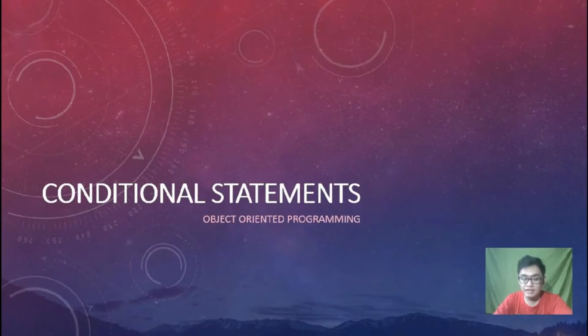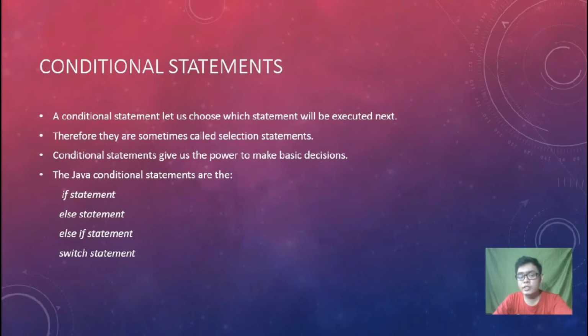Conditional statements, object-oriented programming, Java language. What are conditional statements? A conditional statement lets us choose which statement will be executed next. Therefore, they are sometimes called selection statements. Conditional statements give us the power to make basic decisions. The Java conditional statements are the if statement, else statement, else if statement, and the switch statement.